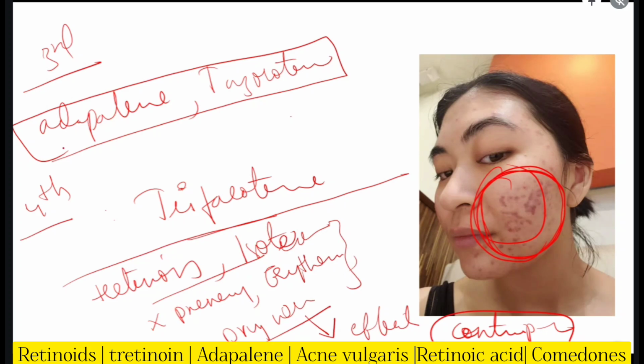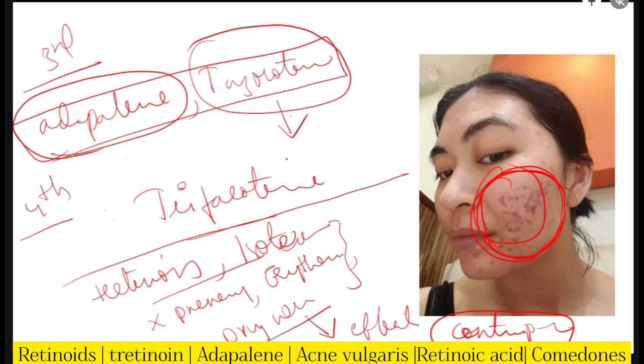And for adapalene, we don't have that much teratogenic efficacy. However, tazorotene is also having that teratogenic property. That's why even with tazorotene, advise the females not to get pregnant. So among all these retinoids, adapalene is one of the best drugs, and it has few advantages over tretinoin, isotretinoin, and retinoic acid. So this is about retinoids.